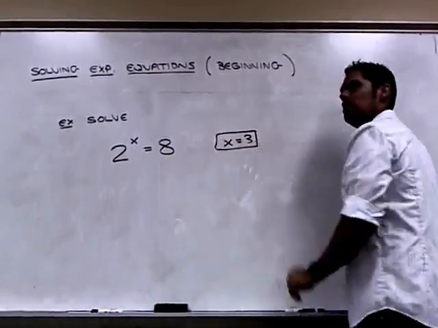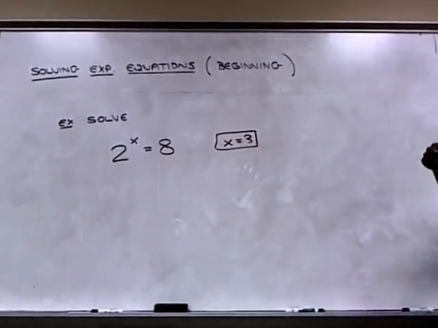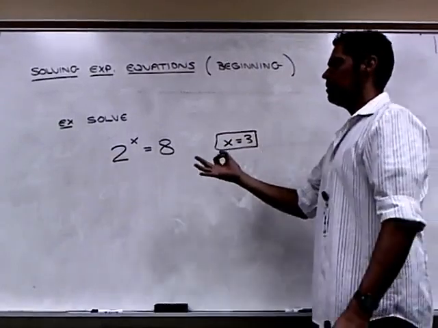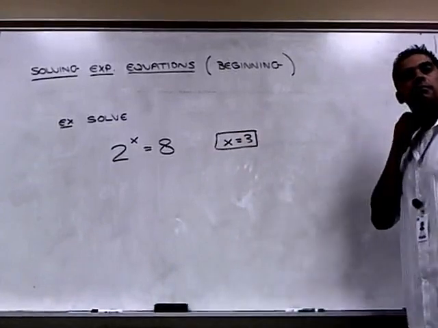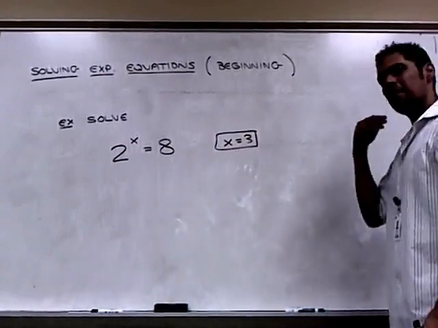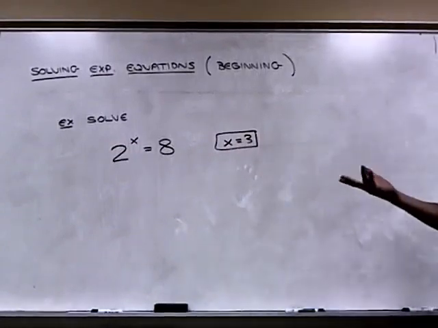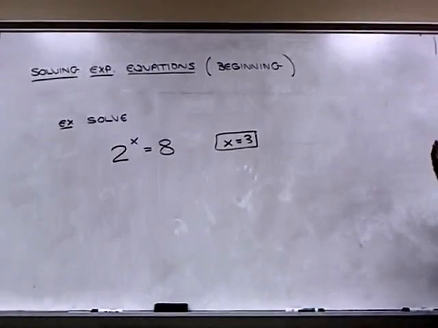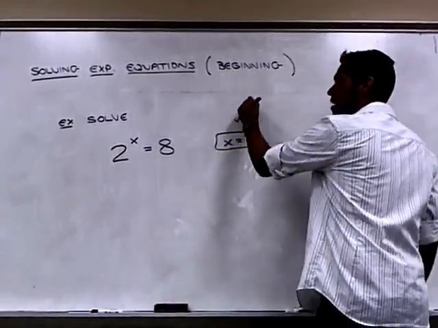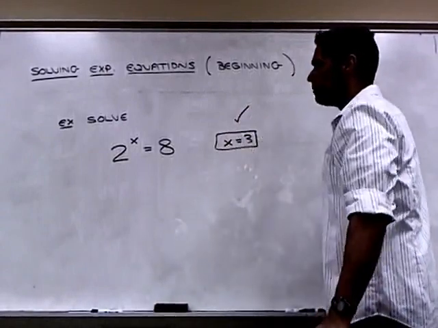Just looked at it, right? 2 to what power is 8? 2 times 2 times 2. 3 times, right? Now, that works, but we need a better method than just guessing, or not guessing, but just an educated guess. So I want you to see how we can get to this answer a different way.